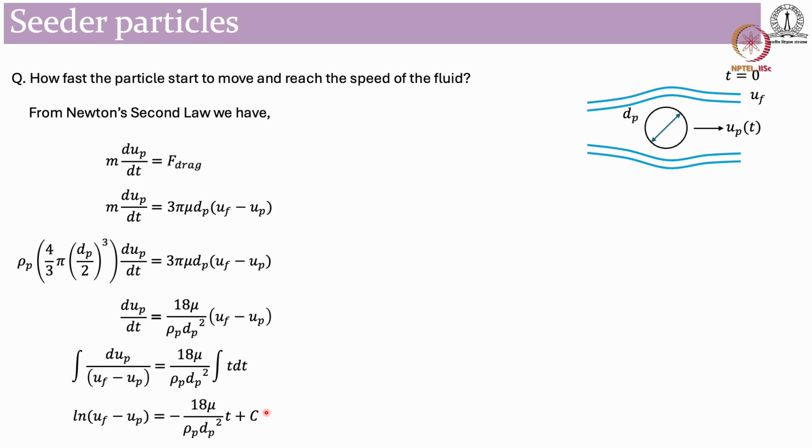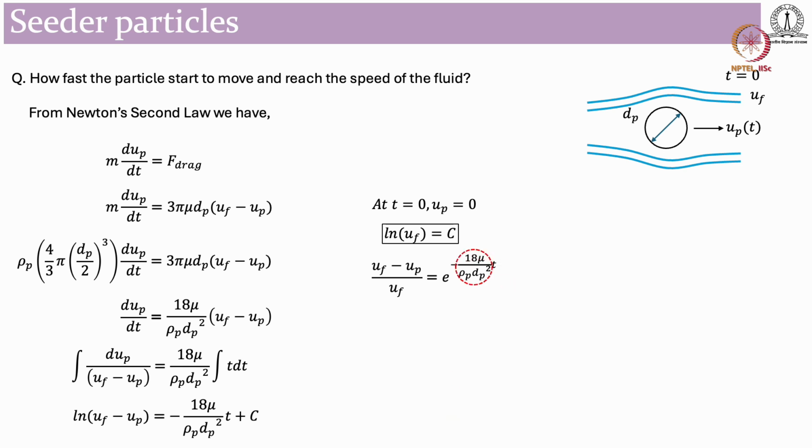Now to find the constant, you need a boundary condition, and as we already talked, we have a boundary condition, that is at t equals 0, the particle velocity was 0. Now when you use this equation in this, you get the value of the constant as log of the fluid velocity, ln uf. You plug this back into this equation, and you get something like (uf minus up) by uf is equal to e to the power this term.